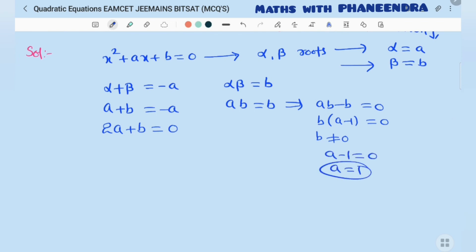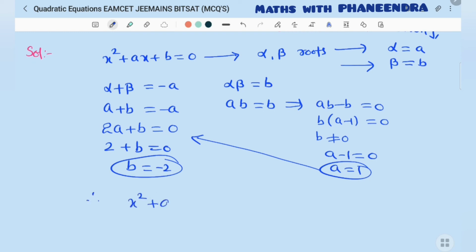a is equal to 1, substitute in this. So 2 plus b is equal to 0, so b is equal to minus 2. So we got the roots, the a value and b value. Therefore the quadratic expression becomes x square plus ax plus b, which is x square plus x, with the b value being minus 2.